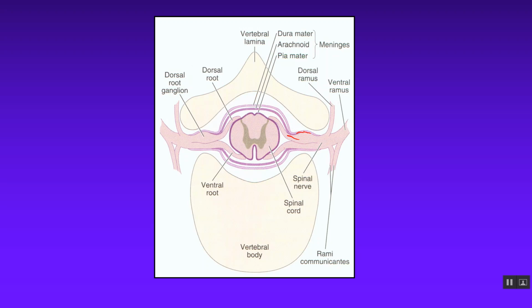This little enlarged area, what happens is that when most of your sensory information comes in, it makes a synapse right here in this thing called the dorsal root ganglion before it goes into the spinal cord. So that's the dorsal root ganglion. Remember we said a ganglion is a group of cell bodies out in the peripheral nervous system, so that's a dorsal root ganglion. And then once they come together, this is your spinal nerve right here.